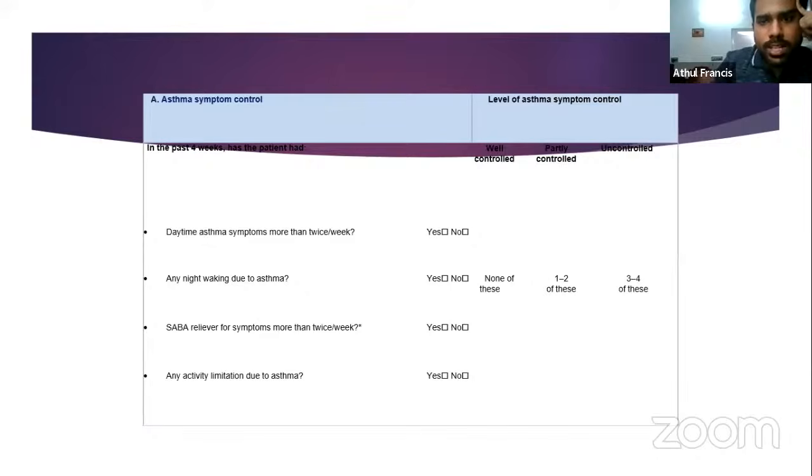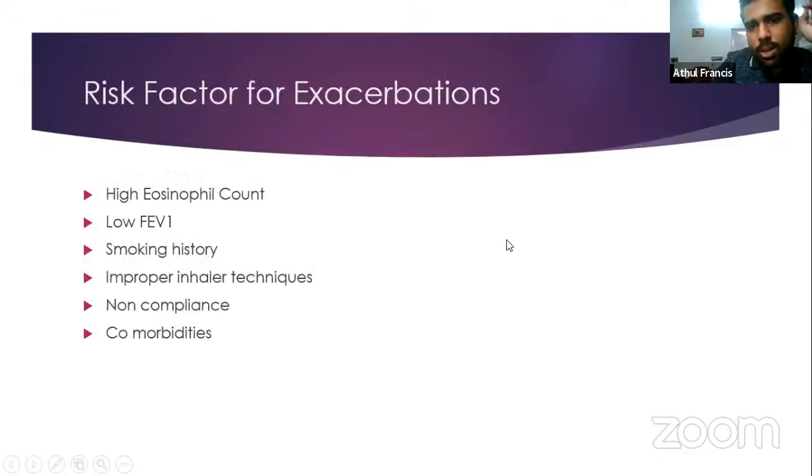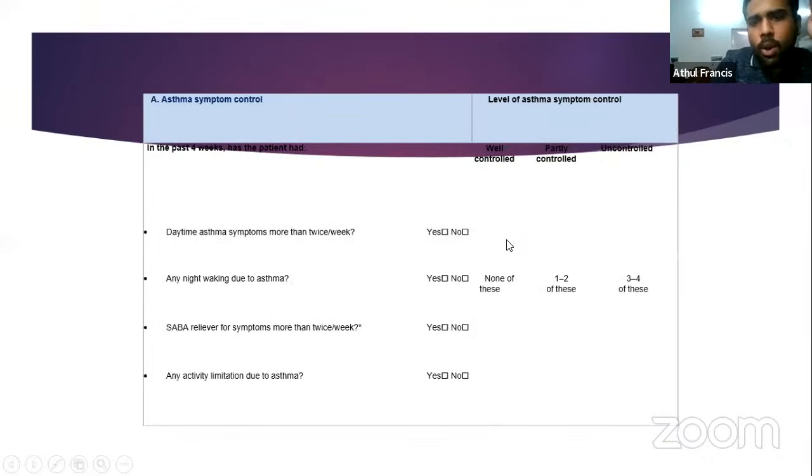So now the patient has come for follow-up after, say, 1 month. So you obviously ask, in the past 4 weeks, has the patient had any daytime symptoms more than twice a week? Yes or no? Any nighttime awakening due to asthma? Yes or no? SABA reliever more than twice a week, and any activity limitation. And this in turn should come at the topmost corner. If there is none of these, it's well controlled, partly controlled, and uncontrolled.